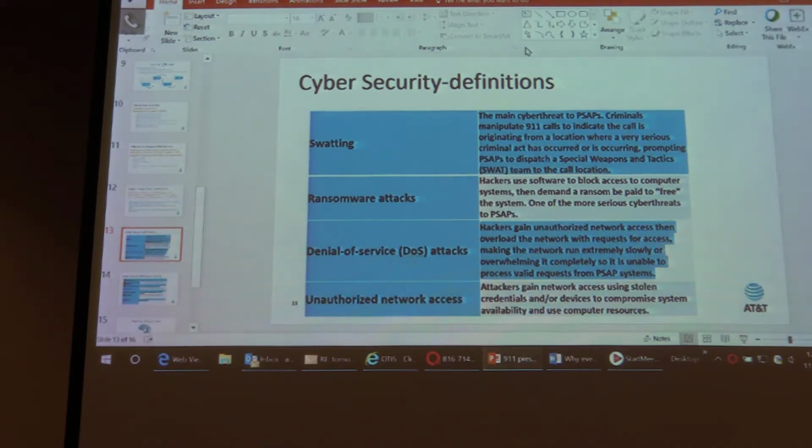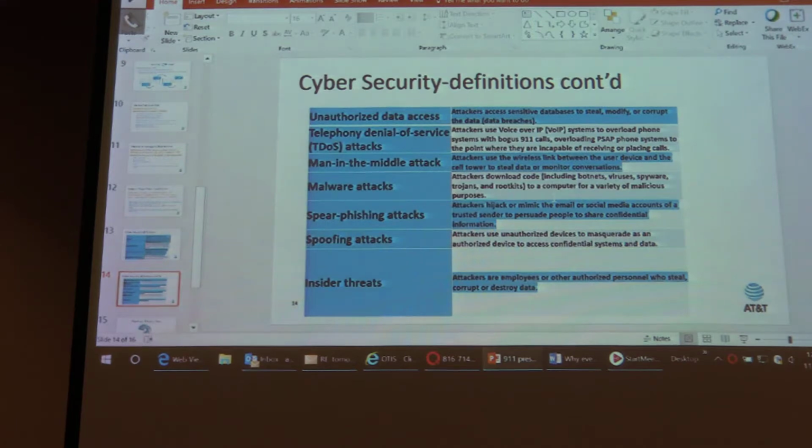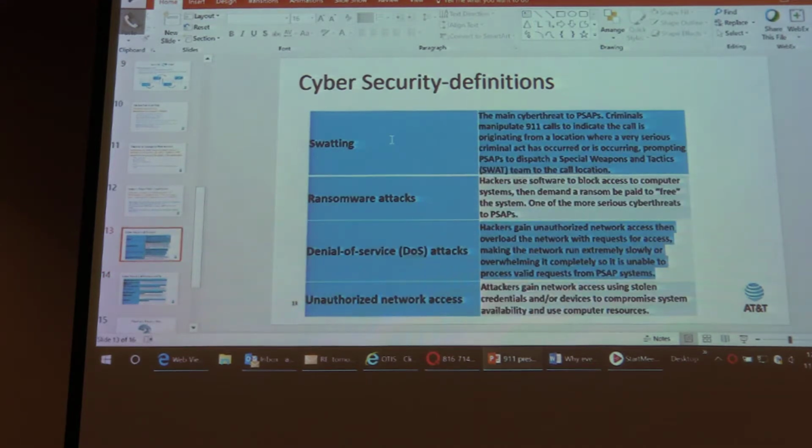But these are just some terms in cybersecurity definitions that I wanted to go over with you very quickly. This is something that was shared with me, and I can provide you a copy if you would like, some information on it, just like this. It gives you the definitions of everything. You probably know a lot more about this than I do. But swatting, of course, is, to me, the most unfortunate, popular situation. It's just a manipulation of the 911 call.